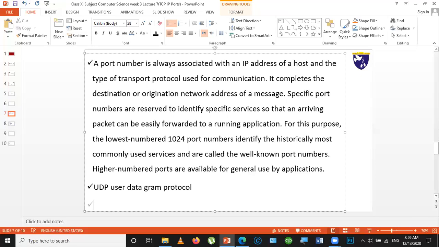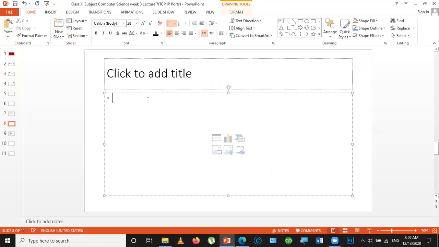There are a total of 65535 TCP ports. So, dear students, you can see how many TCP ports there are in total: 65535 ports are available on the internet. And how many UDP ports are there? UDP ports are also 65535. They also have 65535 ports available in UDP.